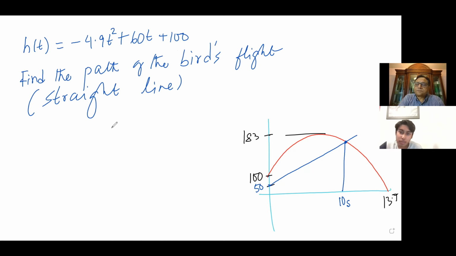So what I would first do is, looking at the graph, we can tell that the bird's path is going in a straight line, so it's a linear equation. We already know from the equation that the bird starts at half the distance of the rocket, meaning the rocket started at 100 meters, so the bird must have started at 50. And at around 10 seconds, the bird and the rocket might have had a collision.